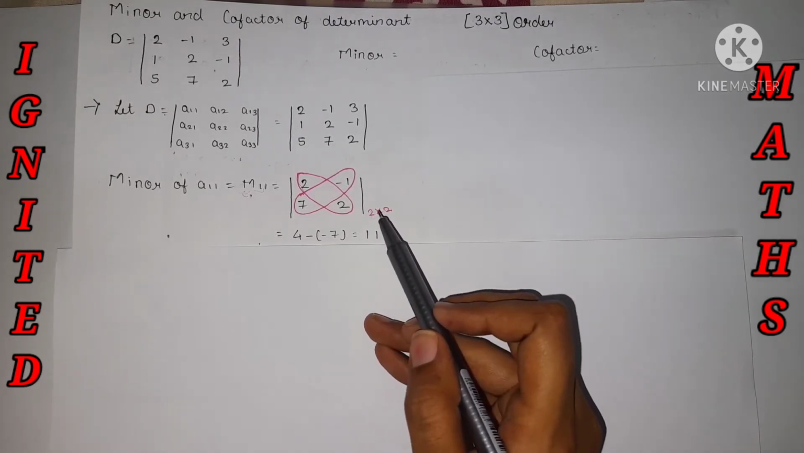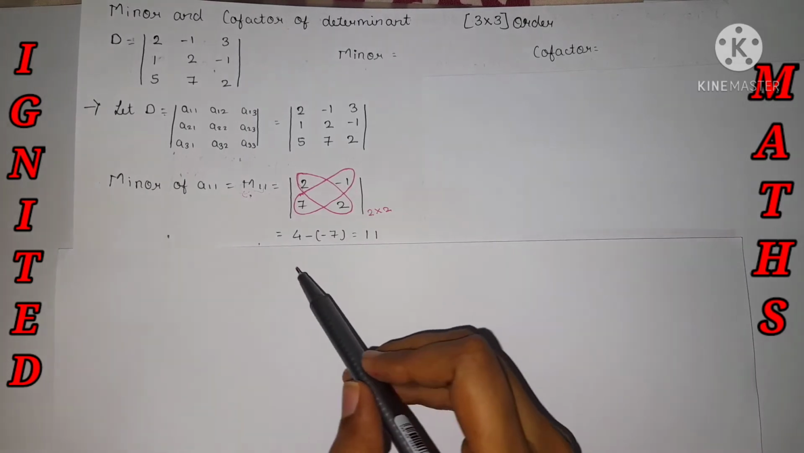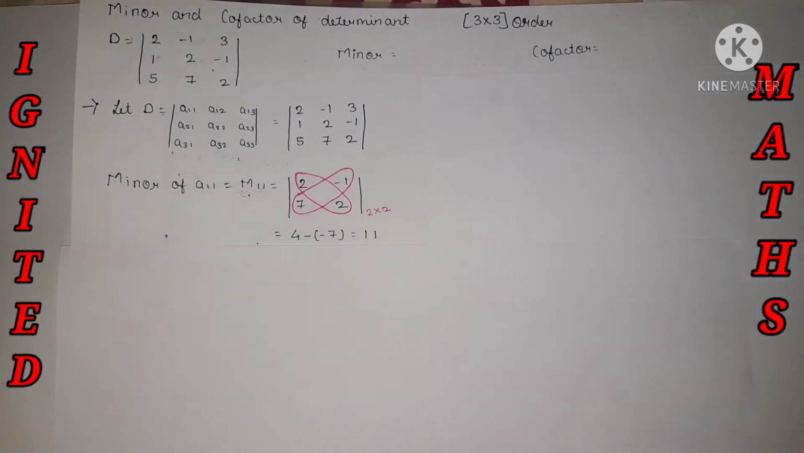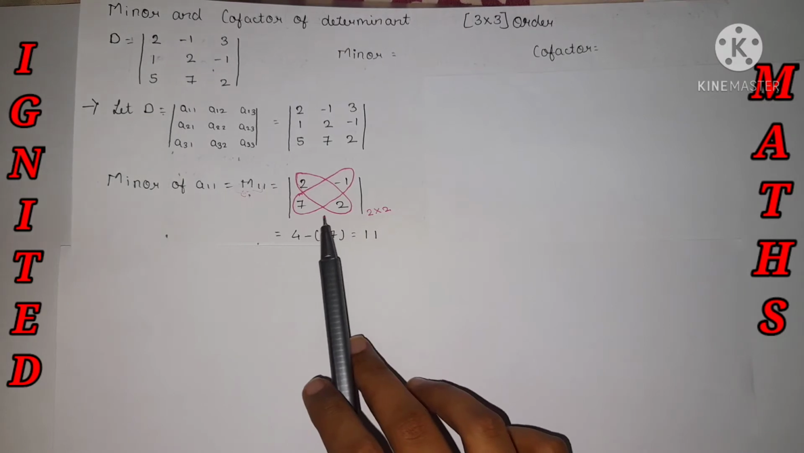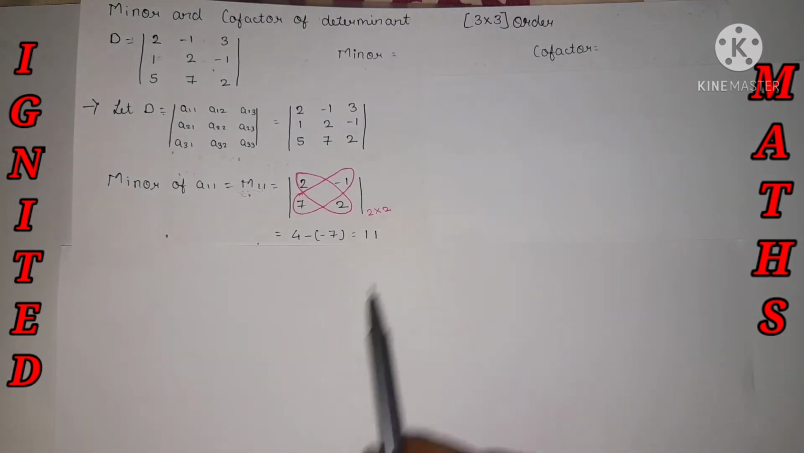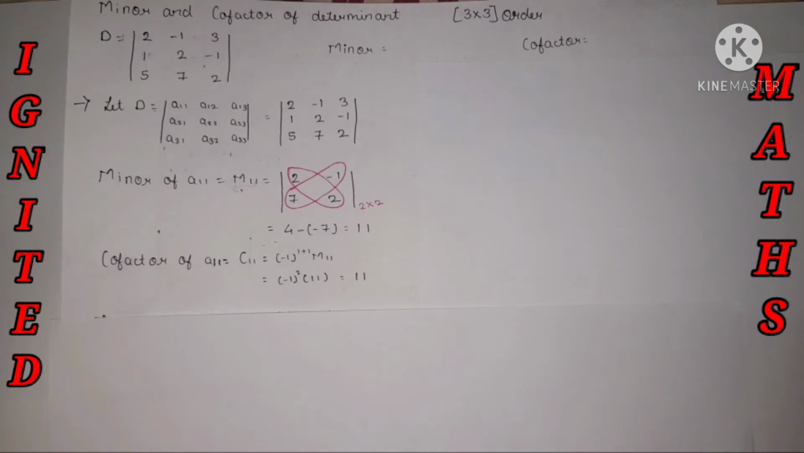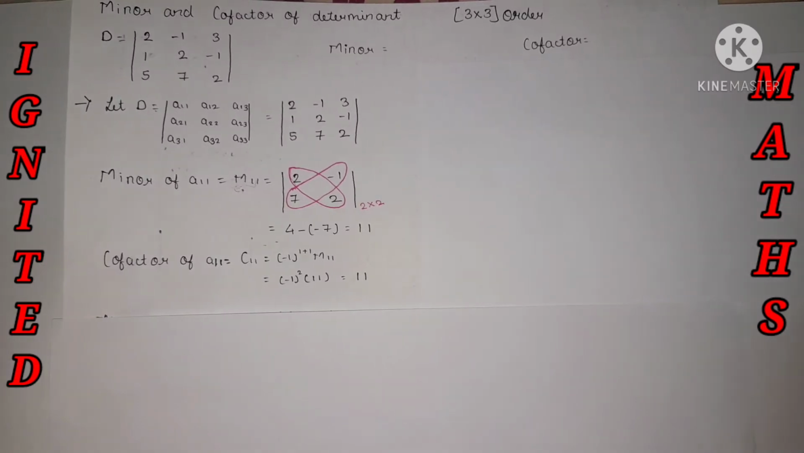Now what is the difference between the minor of 2 cross 2 order and 3 cross 3 order? At the 2 cross 2 order, after hiding the respective row and column, only one element remains, so there is no need to find the value of a determinant. But at the 3 cross 3 order, a 2 cross 2 determinant occurs, so we need to find its value, and we got the answer as 11. The cofactor C11 is nothing but minus 1 raised to 1 plus 1 into M11 using the formula. 1 plus 1 is equal to 2, so if we do the calculation, we get the answer as 11. Completed with the first element.